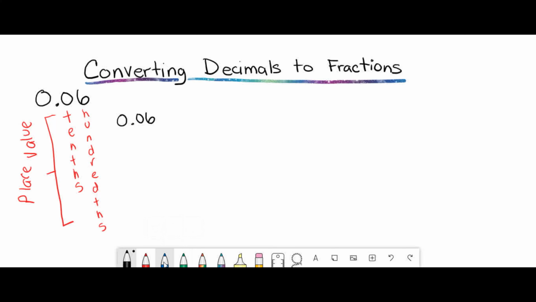0.06. Okay, and to start writing it as a fraction, my denominator is going to be 100 because my last digit of my decimal is in the hundredths place. So I'm going to put 100 right here.